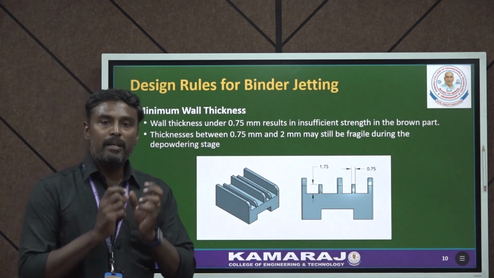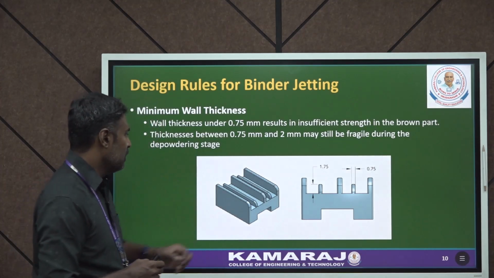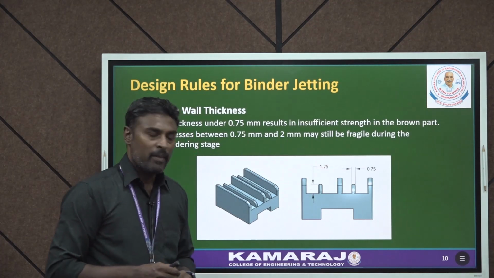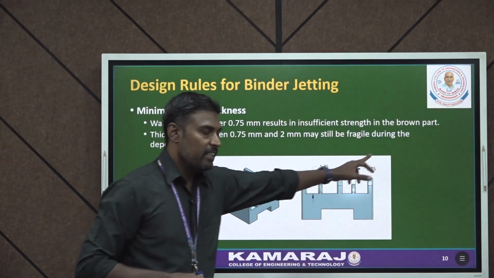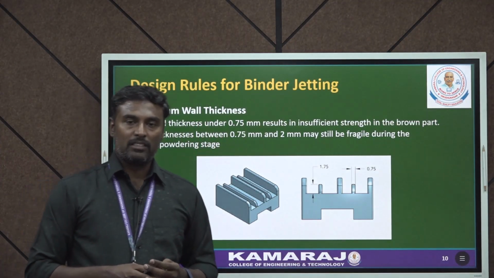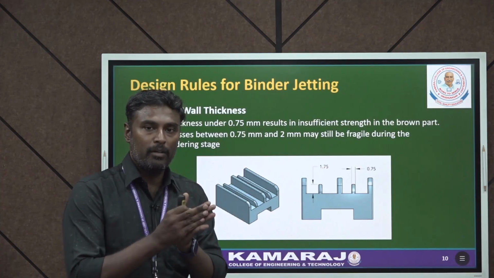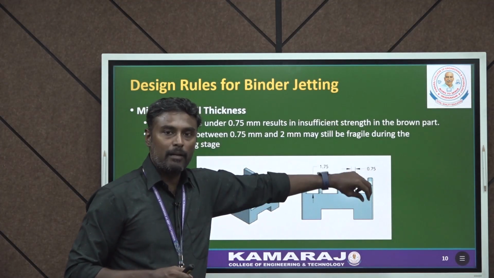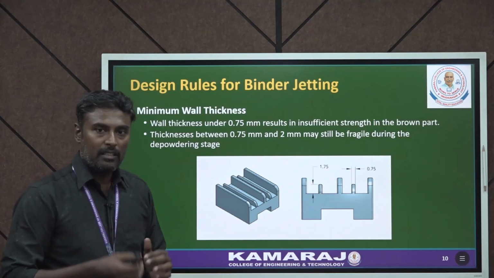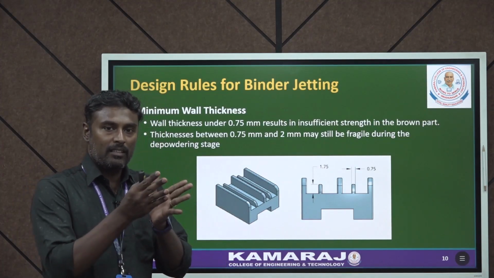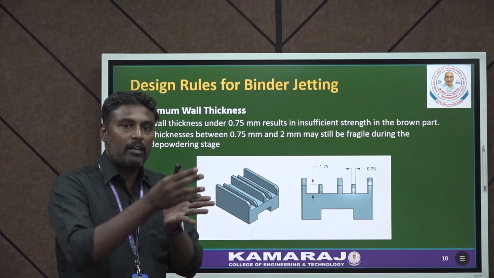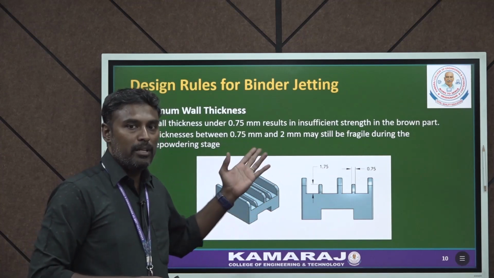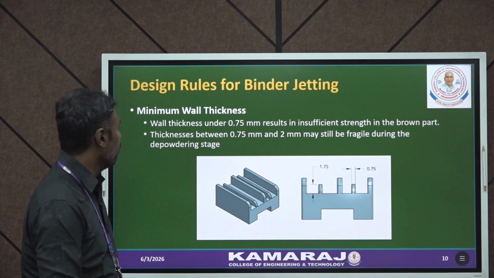And at the same time, the minimum wall thickness. Here this is the wall, that is the thickness from one end to the other. We have to maintain a minimum of 0.75 mm in the binder jetting process. If you design the entire component with less than 0.75 mm, it may lead to a fragile component that can be easily broken. There is also another issue known as warping, where the walls can bend, twist or fold. So in order to overcome these issues, we have to maintain the minimum wall thickness as 0.75 mm.